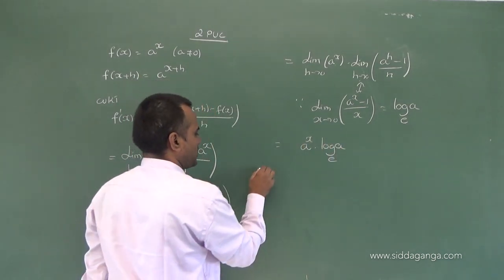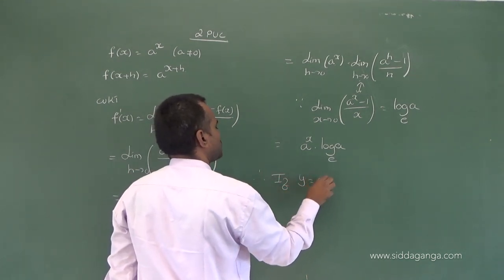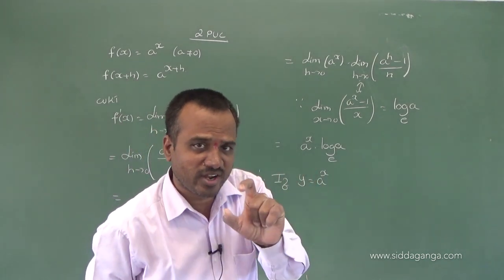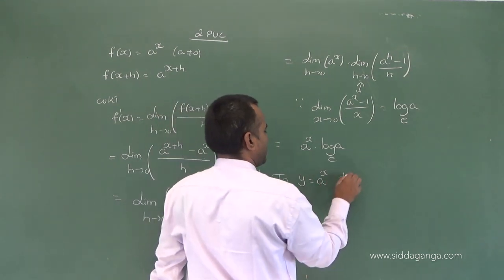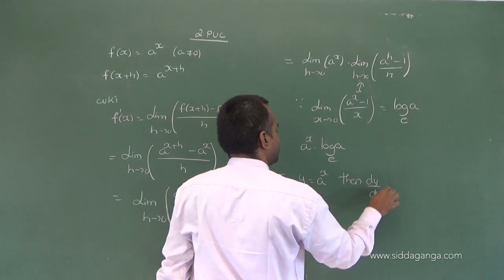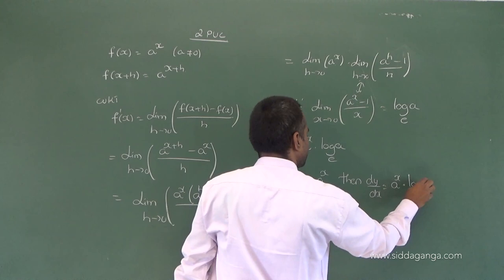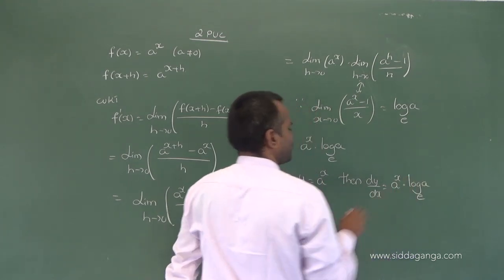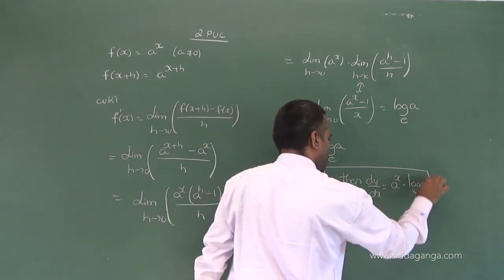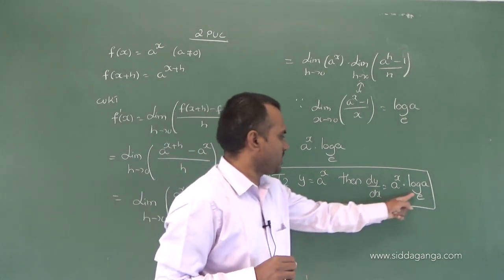The conclusion is therefore one more formula. If y is equal to a power x, the derivative of a power x, then dy by dx is a power x into log a to the base e. The derivative of a power x is a power x into log a to the base e.